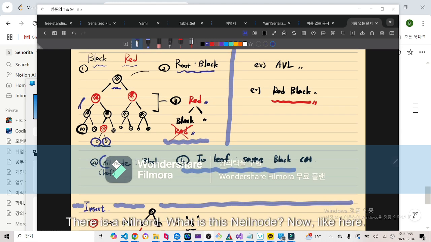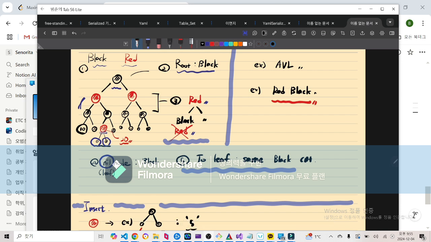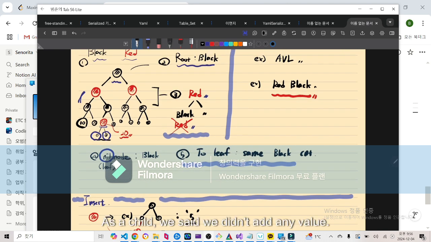And there is a nil node. What is this nil node? Like here, this is typically associated with a red node whose value, let's assume, was 20. And that 20, as a child, we said we didn't add any value. To uphold the principle that all leaf nodes should be black, we're adding a kind of ghost black node. And we usually call those ghost black nodes nil nodes.